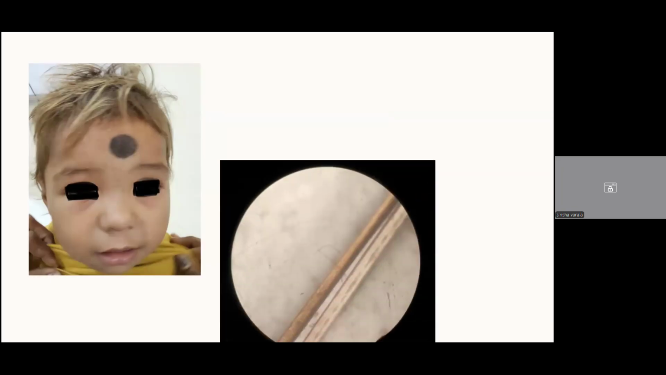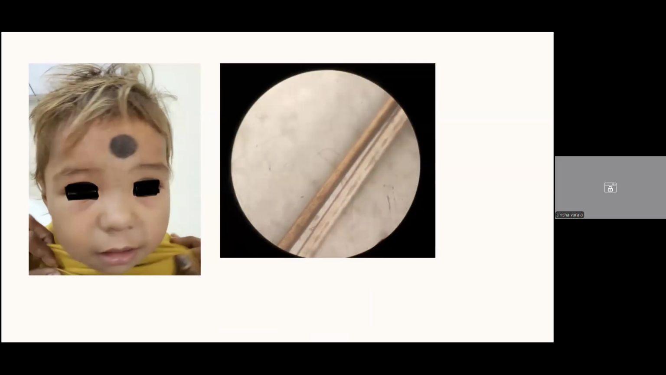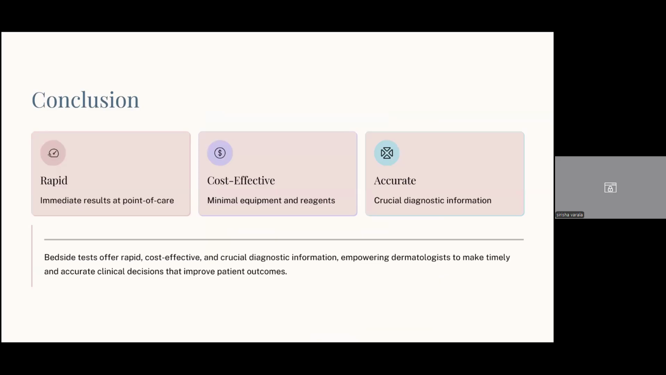Another child with silvery gray hair. Here, just a simple thing. You take the hair samples and place them under the microscope, and you see irregular clumping of the pigment, which definitely points towards Griscelli syndrome. So to conclude, what is the importance of knowing these bedside tests?